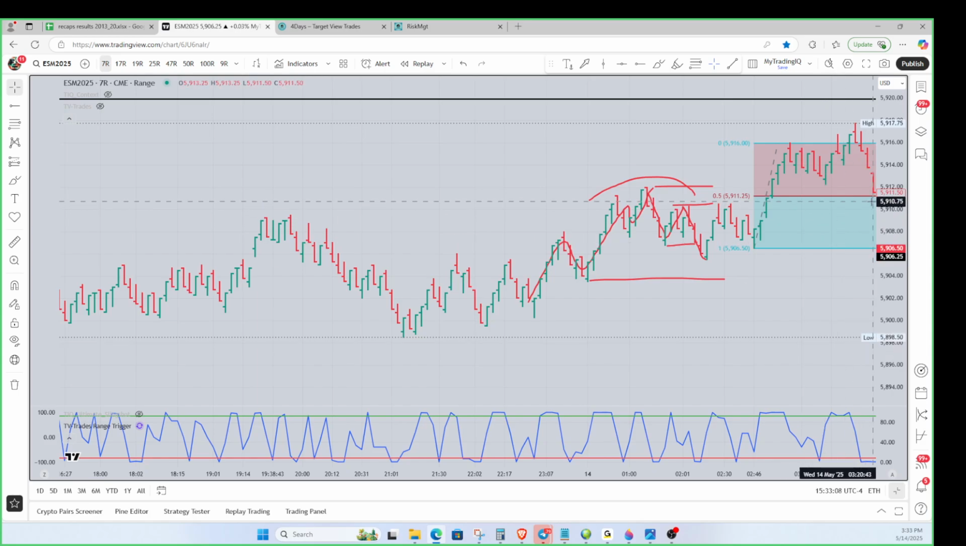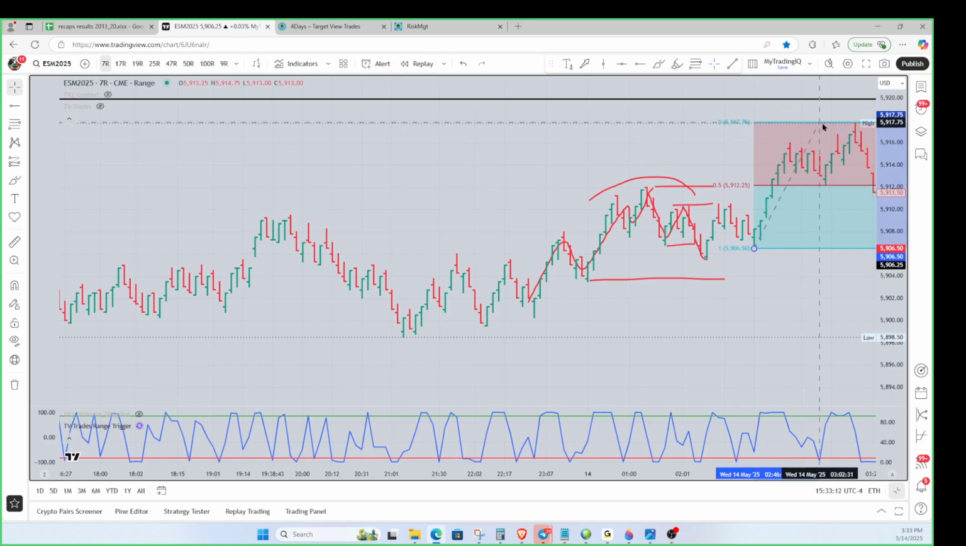You're at the 50% mark right now. This is the 50% mark of this leg. Actually, it's not the 50% mark of this leg. That's the new leg. You see that?